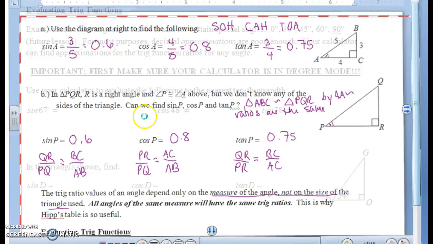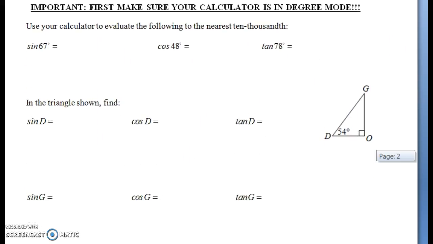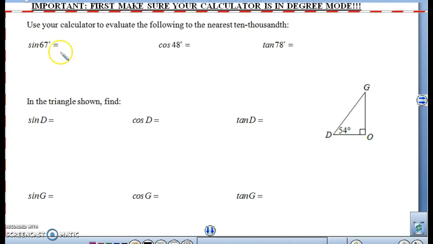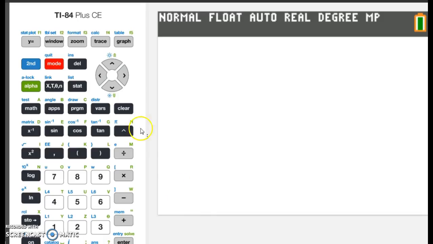Okay, so let's evaluate the following to the nearest 10,000ths, which would be 4 decimal places. The sine of 67. What this is saying is find the ratio of sine, opposite over hypotenuse, when the angle measure is 67 degrees. Now, when we did this on the table, we went to 67 degrees and found the right ratio. So all we have to do is grab the calculator and press sine. Sine, cosine, and tangent are the 3 buttons right here, above the comma and the parentheses. So sine is right here. Sine 67, close your parentheses.